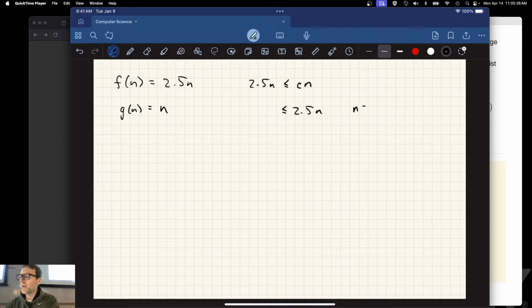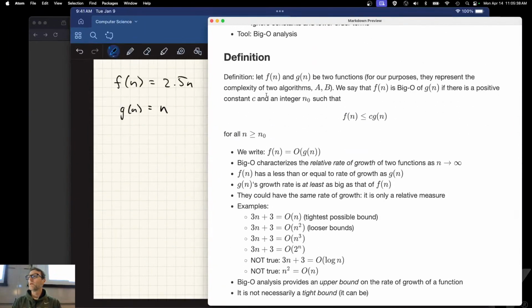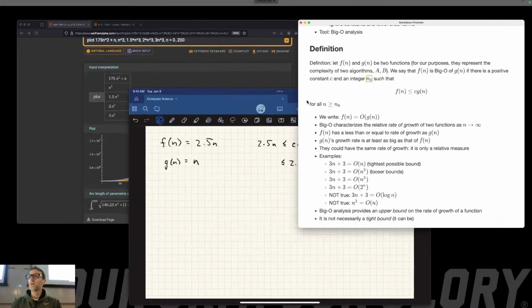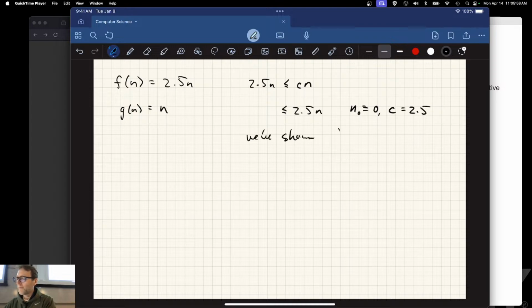So for n naught not being 0 and c being 2.5. Remember, it doesn't have to be an integer on c. Let's go up to the definition here, right? There is a positive constant c. C doesn't have to be an integer, but n naught does have to be an integer because we are dealing with input sizes on n. So for c being 2.5, we're done, right? We've shown that f of n is big O of g of n.